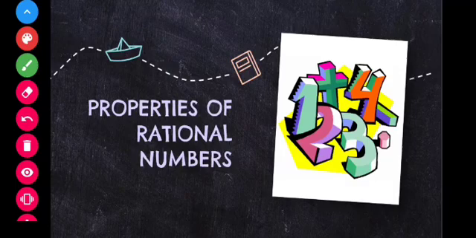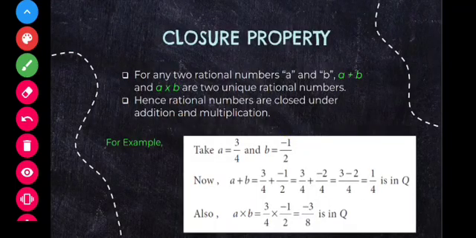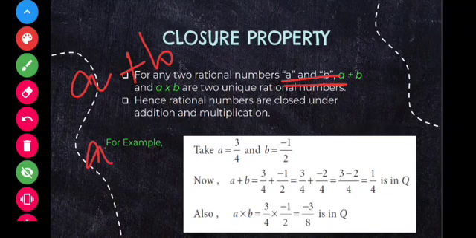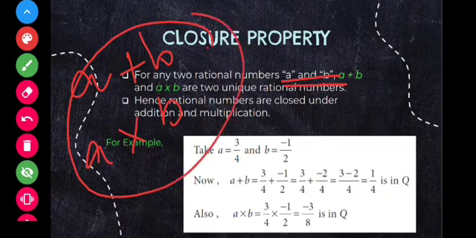So the first property we are going to see is closure property. What do you mean by closure property? Closure property can be defined as, for any two rational numbers a and b, the two operations a plus b and a multiplied by b are also two unique rational numbers.